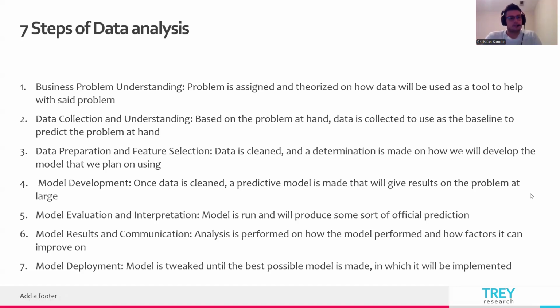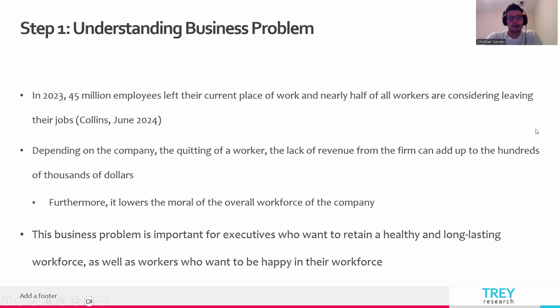Step six is the results and communication. So from the results of step four and step five, we run an analysis on which models performed the best, which one did not perform as well, and the different advantages of each model. And step seven, based on those different models and how much we tweak them, we will make a decision on which model we believe would be the most appropriate to implement and deploy for predictions.